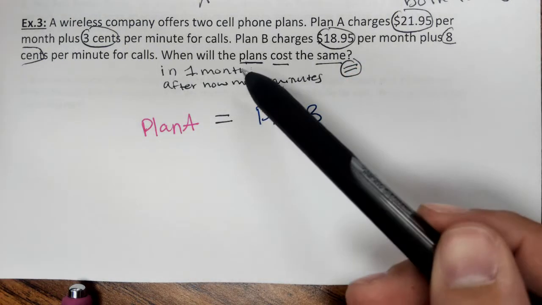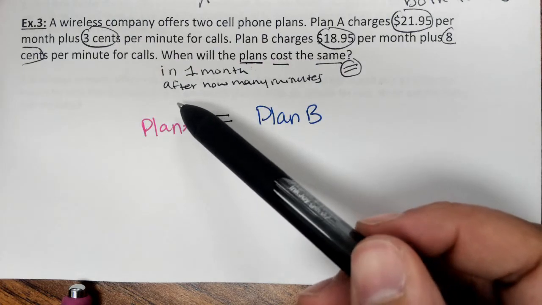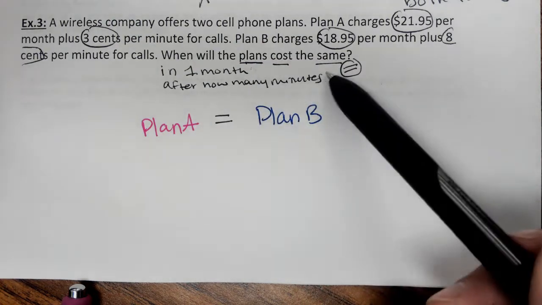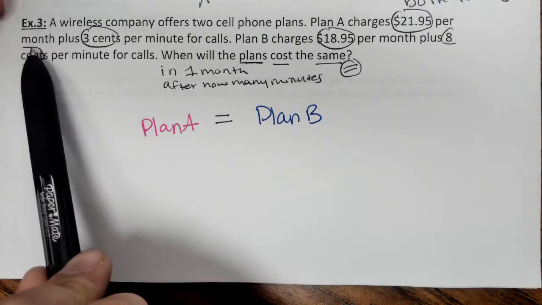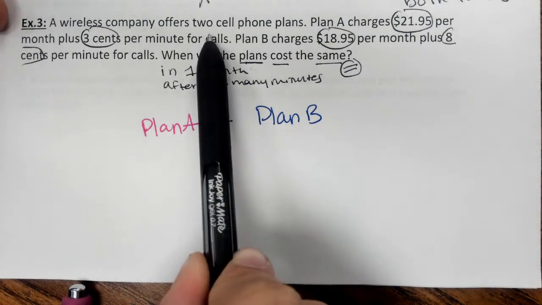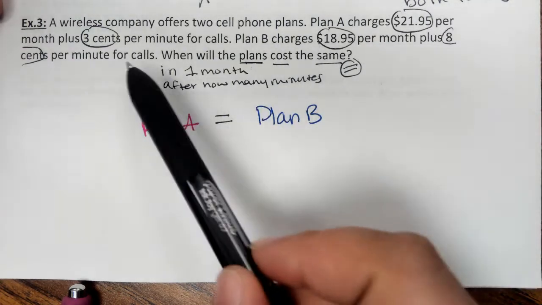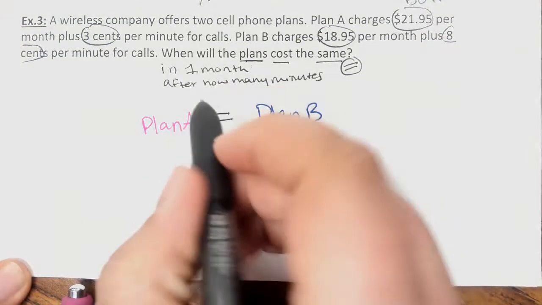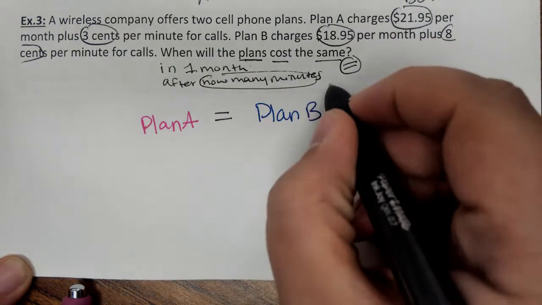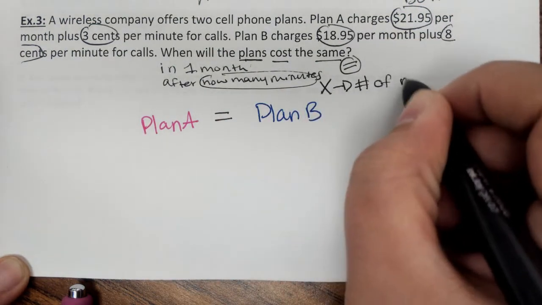It's really easy to compare the 2 phone plans in 1 month, because in 1 month only one thing would change. Right now there's a lot of things changing. We have $21.95 per month and 3 cents per phone call. So if we decide to talk about just 1 month, then we only have to worry about comparing the number of minutes for the phone calls. So this is after how many minutes, which means our variable tells us the number of minutes.